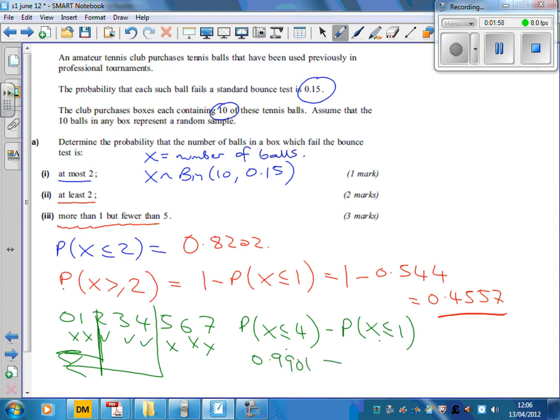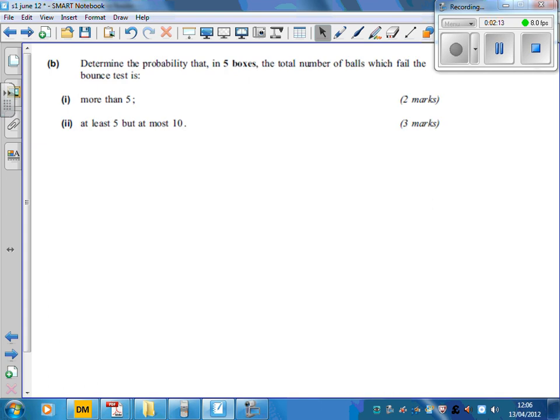So looking up 4 is 0.9901. Looking up 1, well I did that earlier, 0.5443. And so one take away the other is 0.458. Just doing one take away the other. The second part of this question is actually really not much more than that. It's a bit dull really.